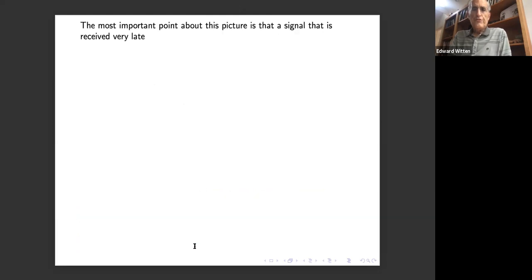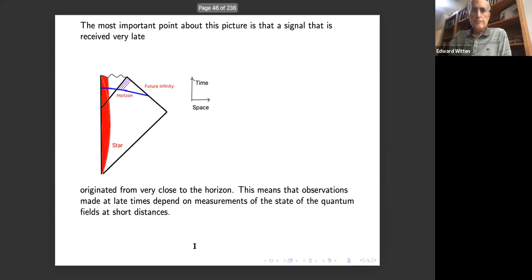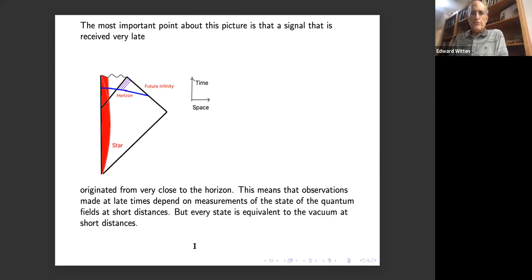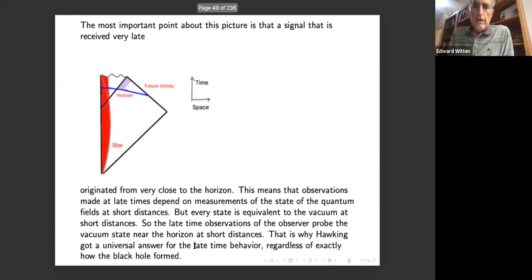So the important point, as I've said, is that a signal that's received very late originated from very close to the horizon. So observations made at late time are measurements of the state of the quantum fields at short distances. But every state is equivalent to the vacuum at short distances. So the late time observations of the observer probe the vacuum state near the horizon at short distances and give, therefore, a universal answer, regardless of how the black hole formed.